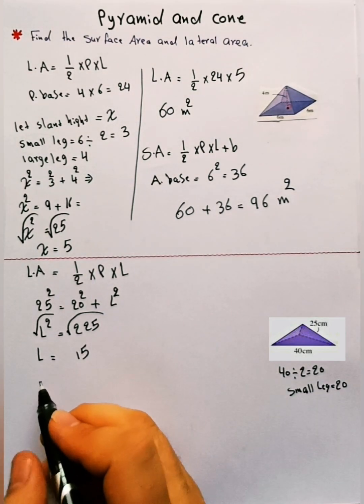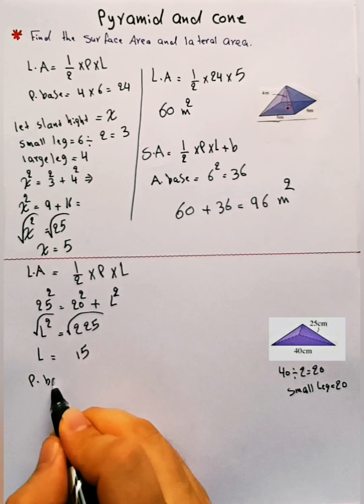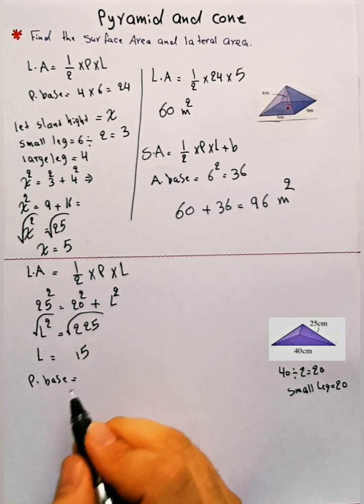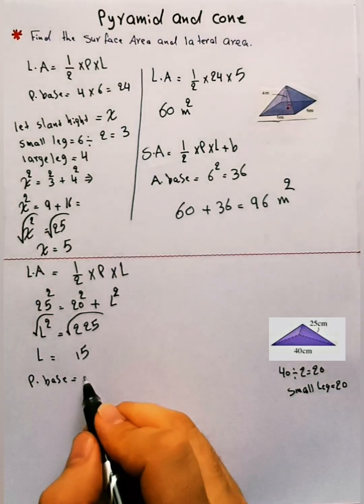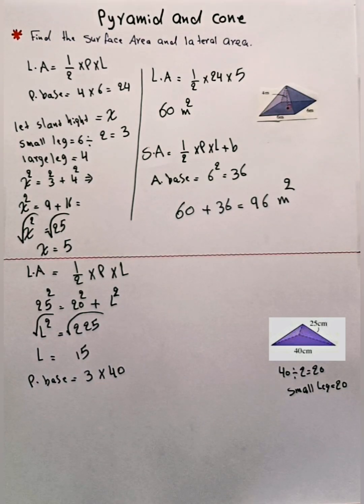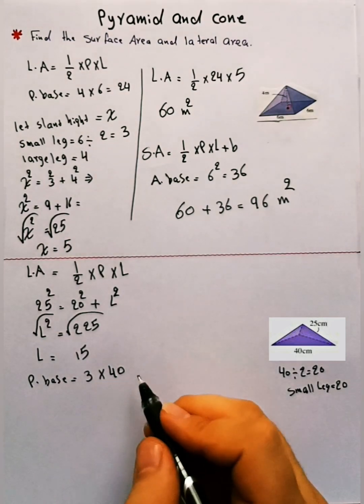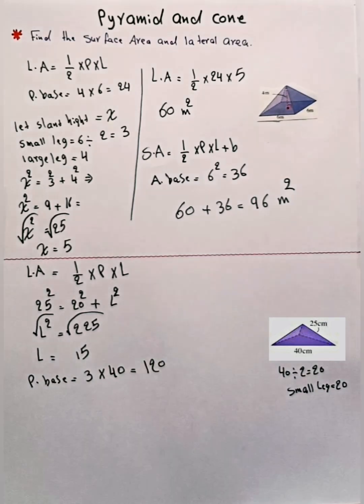After that, you need the perimeter of the base. The perimeter of the base equal to 3 times 40, because the base is triangular. 3 times 40 equal to 120.